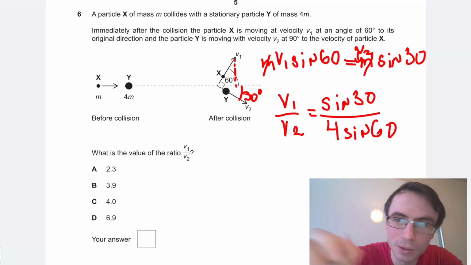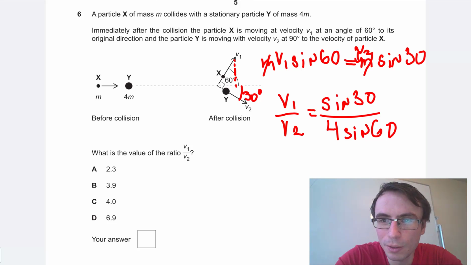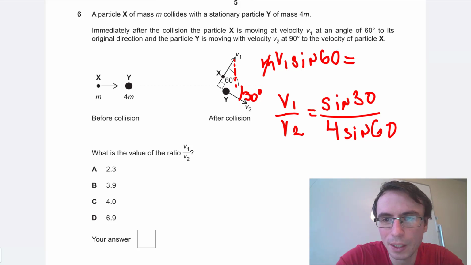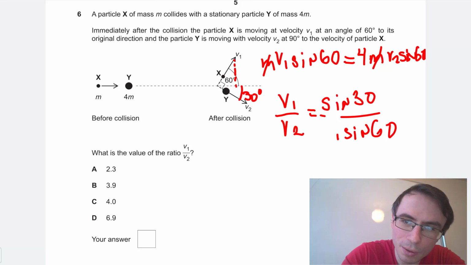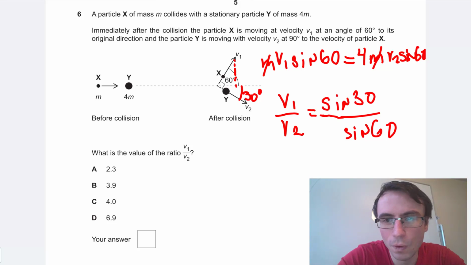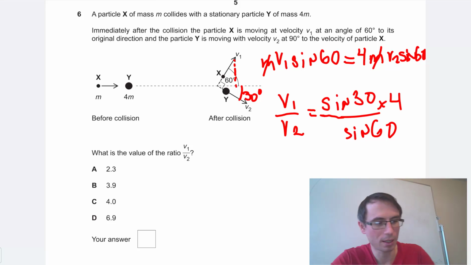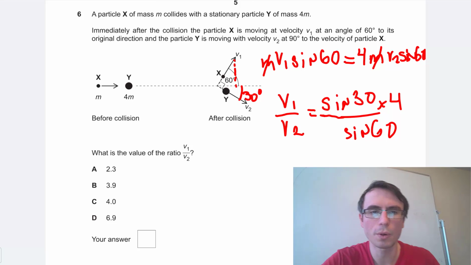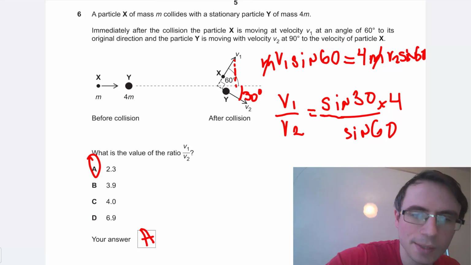Let's get rid of this factor of 4, but the factor of 4 should be on this side. Let me just write the other side properly. So this thing is equal to 4, because particle Y has that mass 4m, which will get cancelled, and then we have V2 sine of 60. Now this will move our factor of 4 up here, and what we should get, let's try this. So we get 2.3. Correct answer is A.